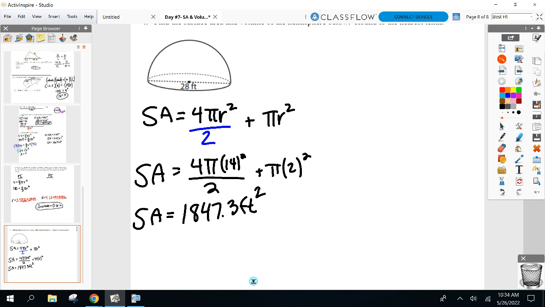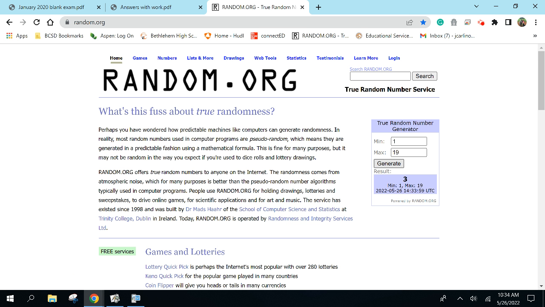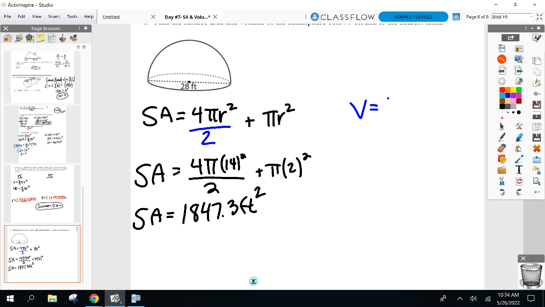Any issues finding that? Volume. Ready? What's the volume formula from today? Formula sheet, whatever. Volume formula. 4/3 pi r cubed. This is a hemisphere though, right? So I am going to have to cut this in half.